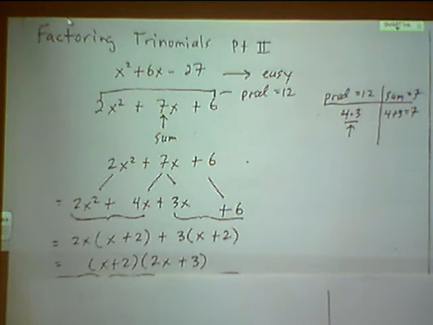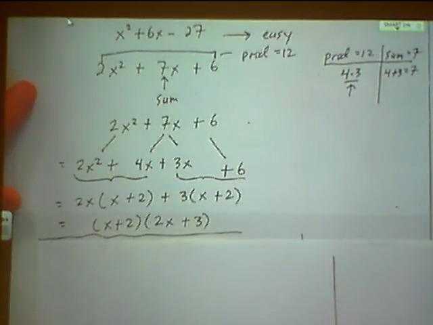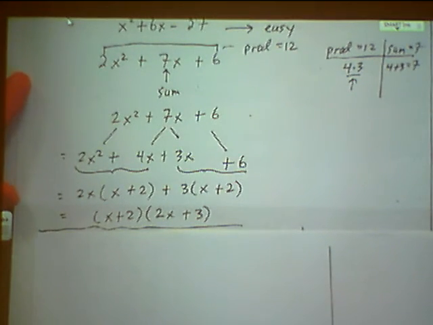So just to review, when you have a trinomial with a number in front of the squared term, you find your factors using product sum, but once you find the factors, then you have to rewrite the problem in order to factor it.